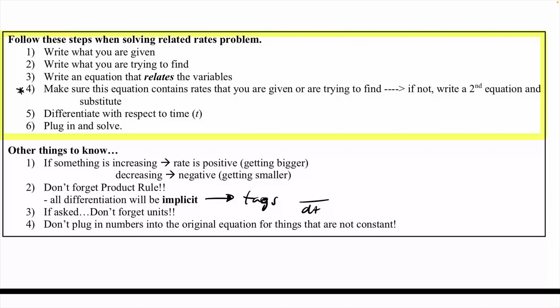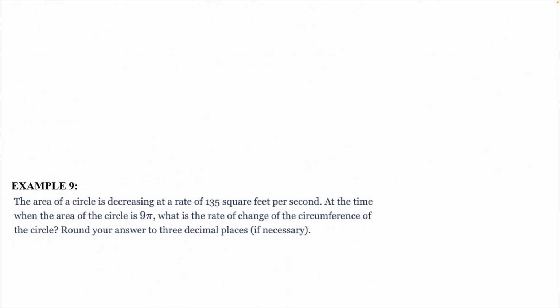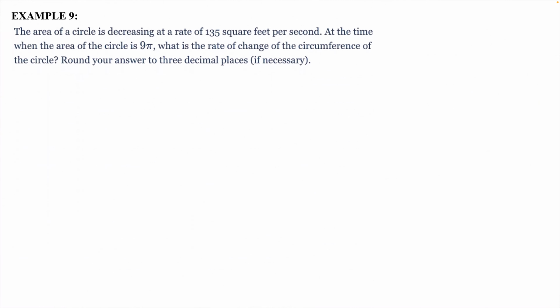Okay, so number 9. Right here. Number 9: the area of a circle is decreasing at a rate of 135 square feet per second. At the time the area of the circle is 9 pi, what is the rate of change of the circumference of the circle? So it's a circle.